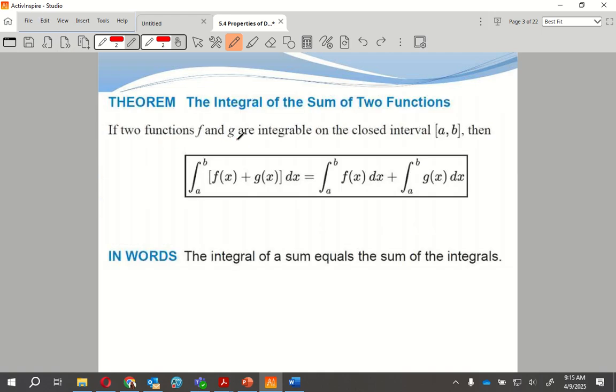If two functions, f and g, are integrable on a closed interval, then you could just take the two functions and do them separately. We are going to actually get into something like this, especially with the negative and positive for these right here.